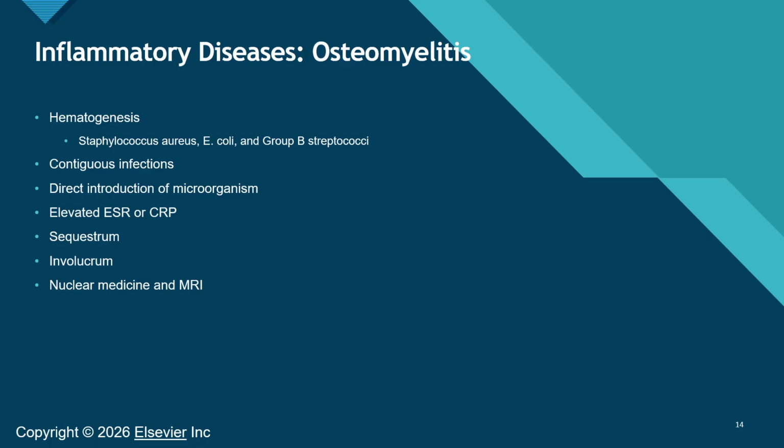Osteomyelitis can be diagnosed through lab testing that shows an elevated ESR or CRP level. Radiographically, osteomyelitis may demonstrate soft tissue swelling in the area of interest, but it is not the best modality to utilize in this case. Nuclear medicine and MRI are better equipped to detect acute and secondary osteomyelitis.